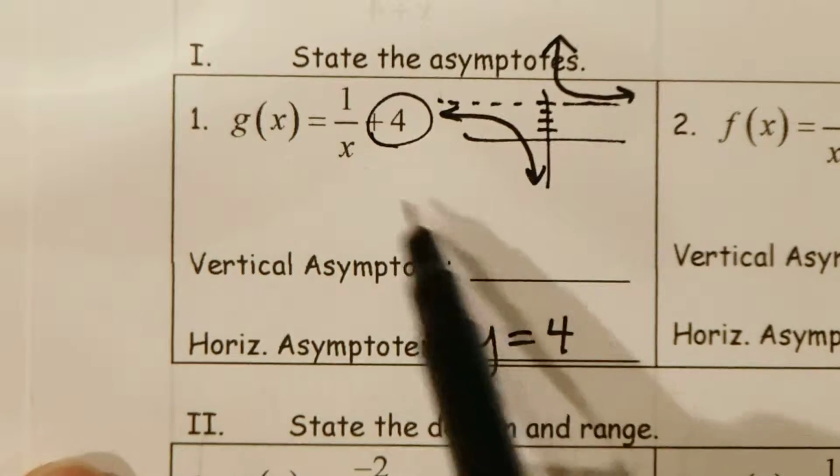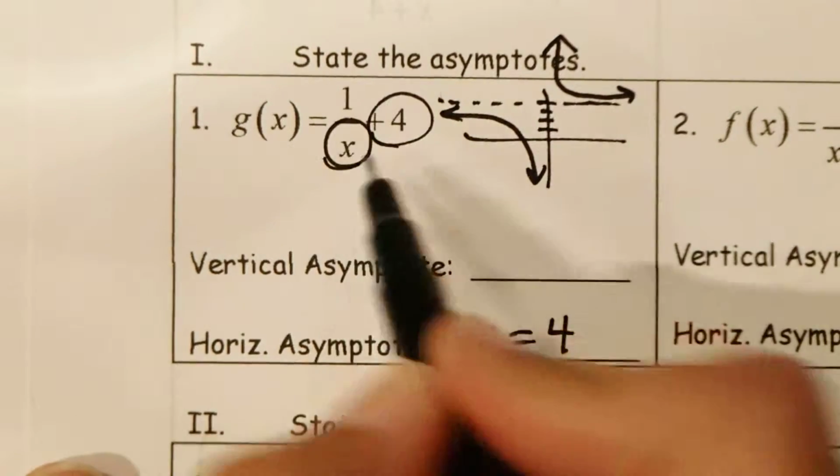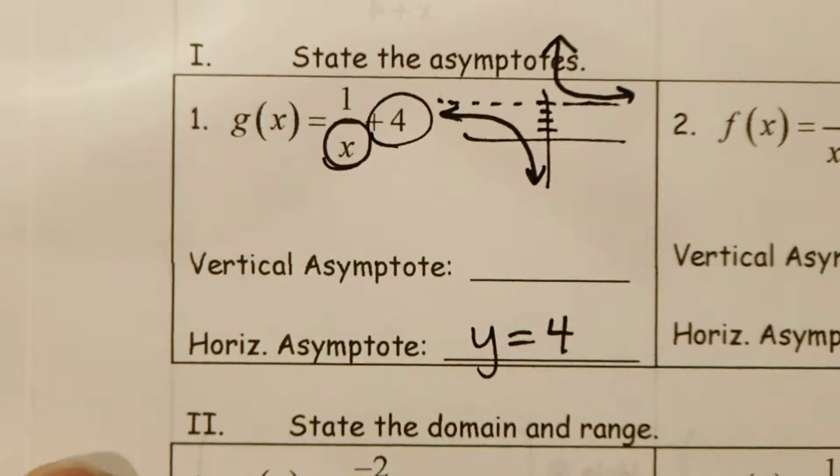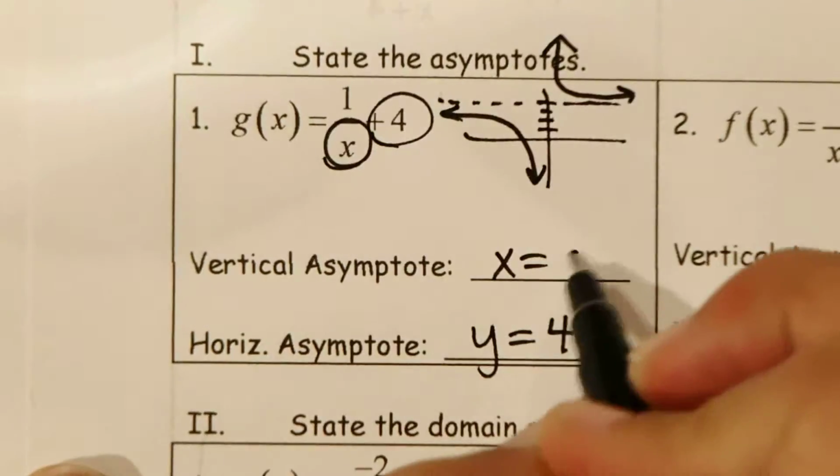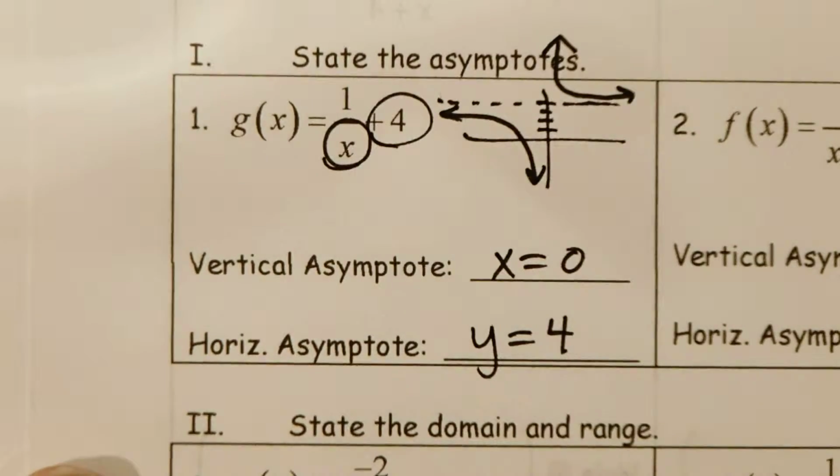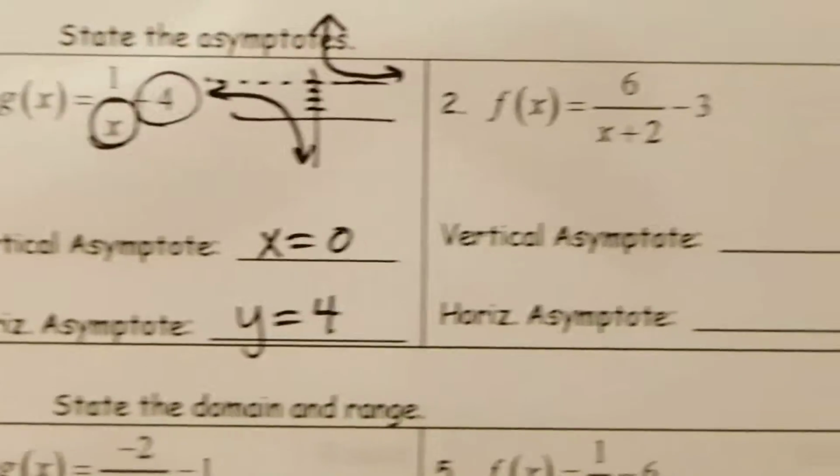The vertical asymptote occurs wherever the denominator equals 0, wherever it cannot exist. You can't have 0 in the denominator. So that will only occur here in this case when x equals 0. Nice and simple. Now moving on to number 2.